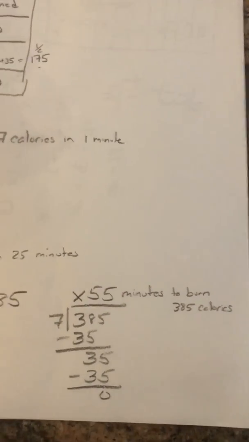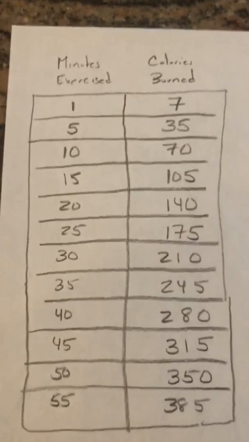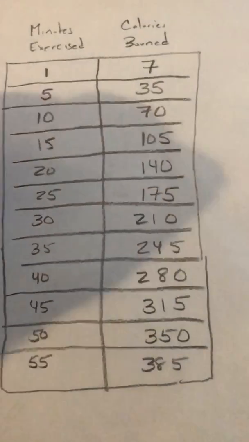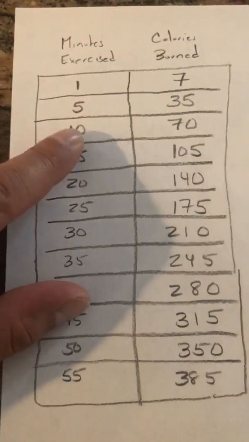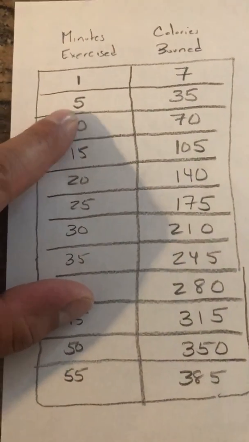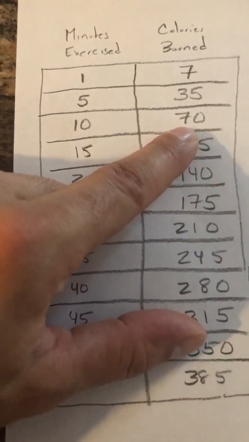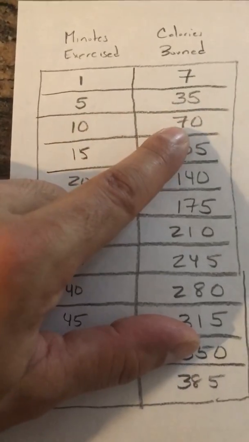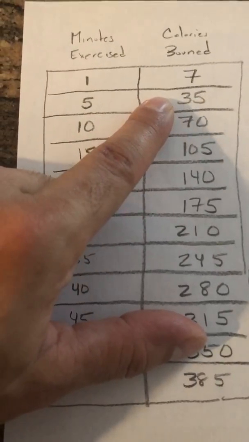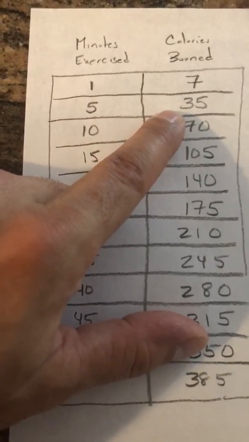Now, there is another way to do this without using division. So what I've done here is I've created that same table, I've just extended it. And what I did was we did the 1 minute of exercise equals 7 calories. But then also what I did here is I counted by 5s. So I knew that 10 minutes got me 70 calories. So what I did was 5 is half of 10. So half of 70 is 35. So every 5 minutes she exercises, she's going to burn 35 calories.